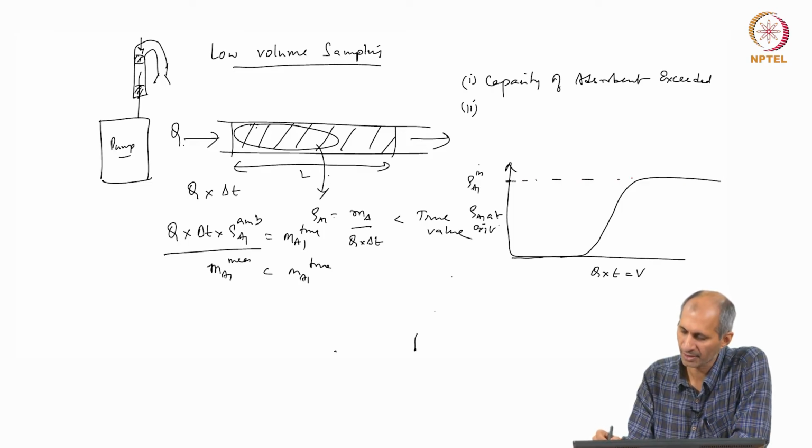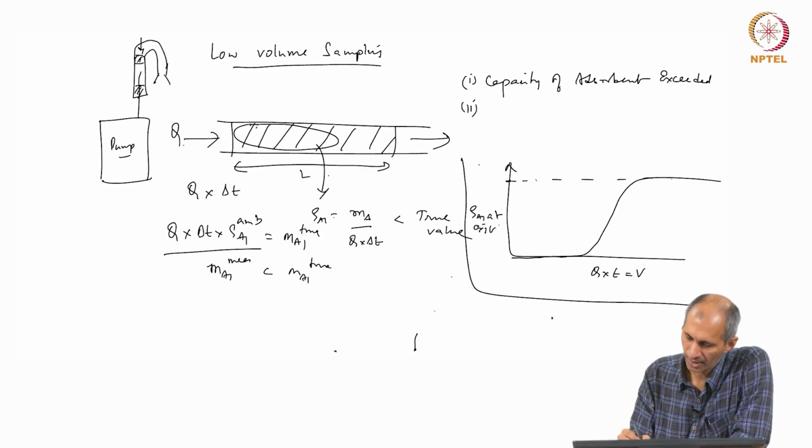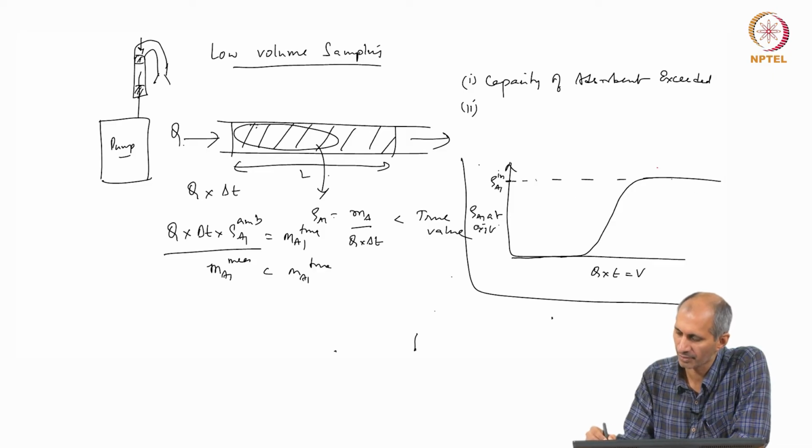When the exit concentration equals the inlet concentration, this y axis is exit concentration, but this number here is rho A1 in. When the inlet concentration is the same as the exit, it means that we have now reached exhaustion, the bed is exhausted. This point is called the breakthrough.